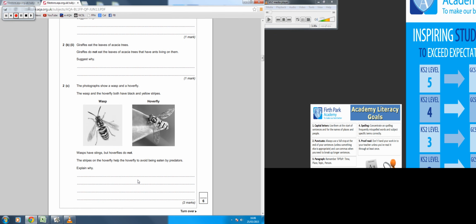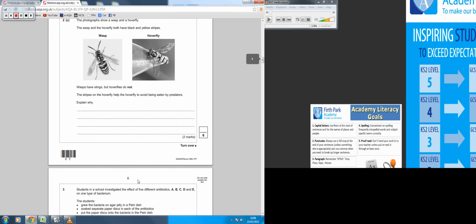Next one, giraffes do not eat the leaves of acacia trees that have ants living on them. So this is why is it good for acacia trees to have ants on them. So again, suggest why. So you're coming up with a reason from the top of your head that's sensible for that.